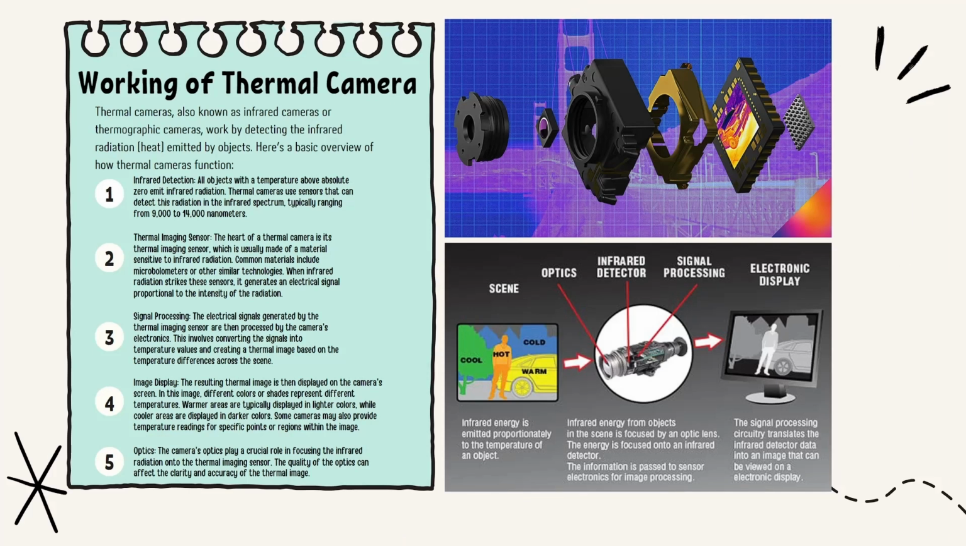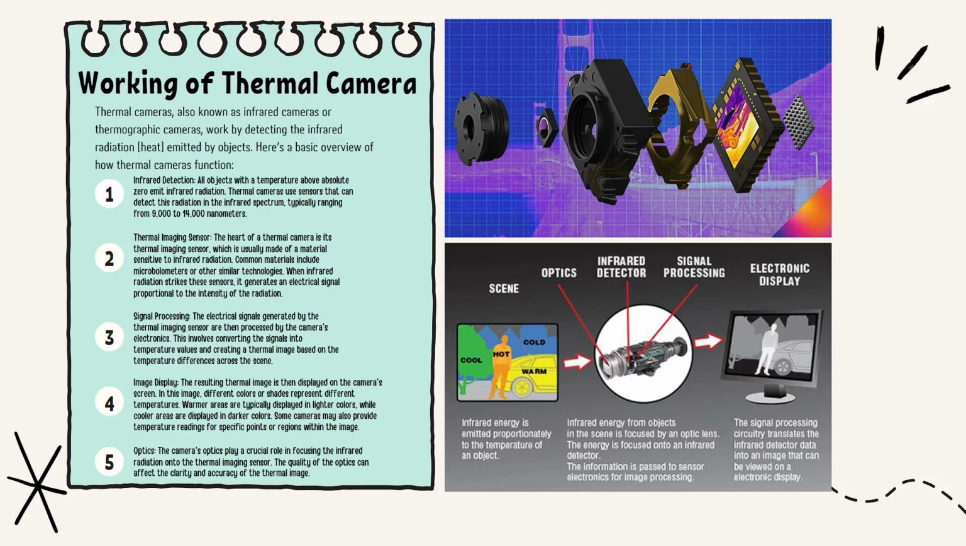This is basically the anatomy of a thermal camera. As we can see, this is the working principle. The thermal camera works by detecting the infrared radiation emitted by objects. The infrared lens focuses this radiation onto a thermal imaging sensor, which then converts it into electrical signals. Signal processing creates a temperature map displayed as a thermal image. Therefore, different colors or shades represent varying temperatures.